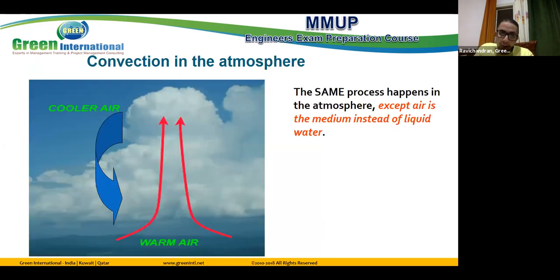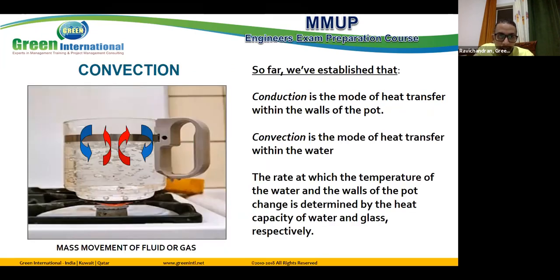This is one application of convection in the normal atmosphere. The same process happens: warm air is going up and cold air is going down. Same concept for heat convection.